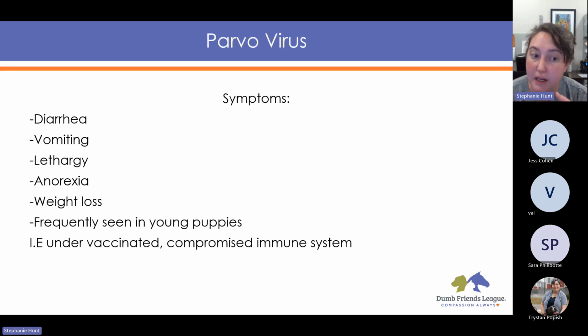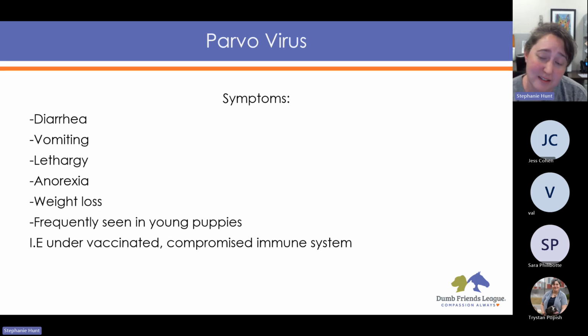Starting with puppies, when they have parvo, the symptoms that you're going to see are vomiting, diarrhea, lethargy, anorexia, and weight loss. Most often we see parvo in very young puppies, and that's specifically because the DA2PP vaccine that protects against this is very effective. So when you have an older animal that is fully vaccinated, they're really well protected against parvo.